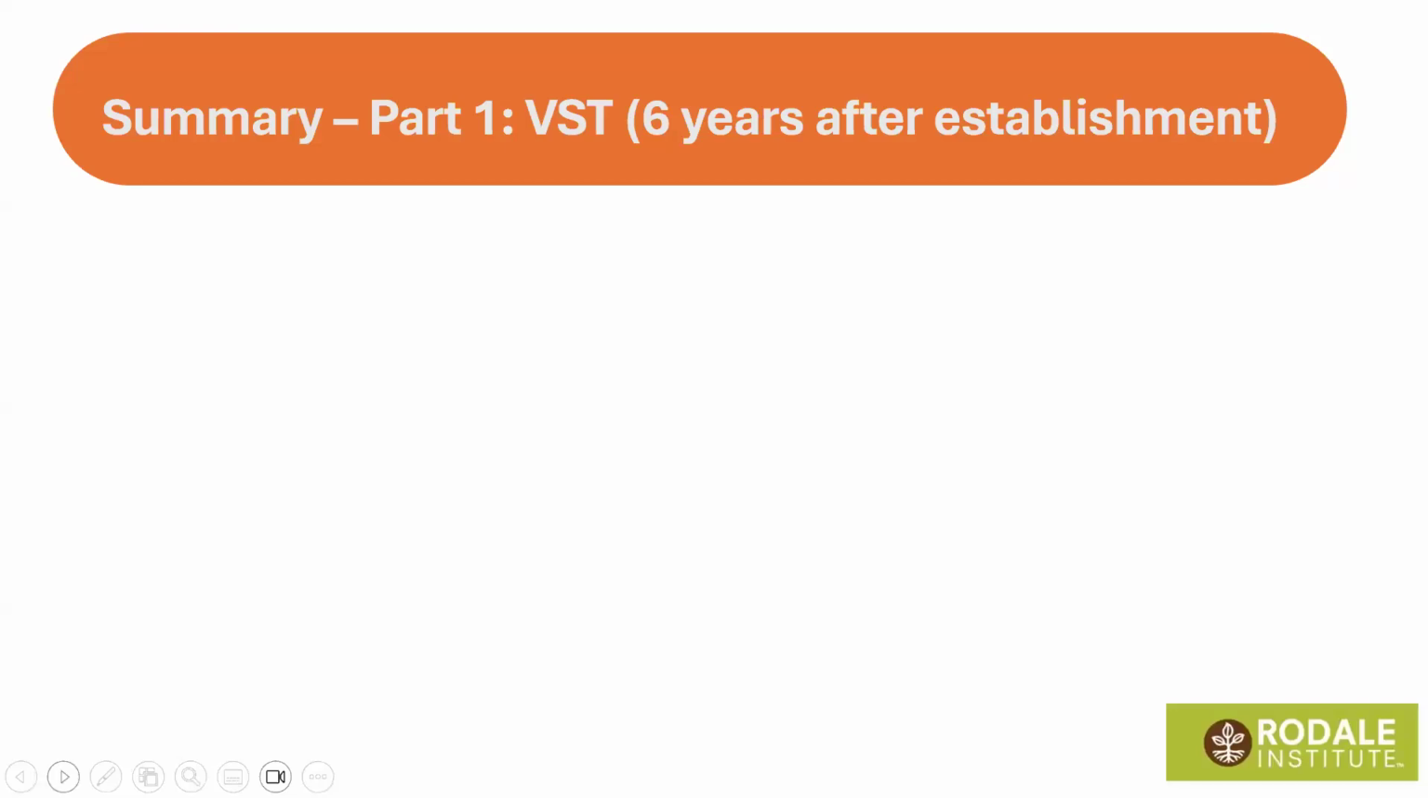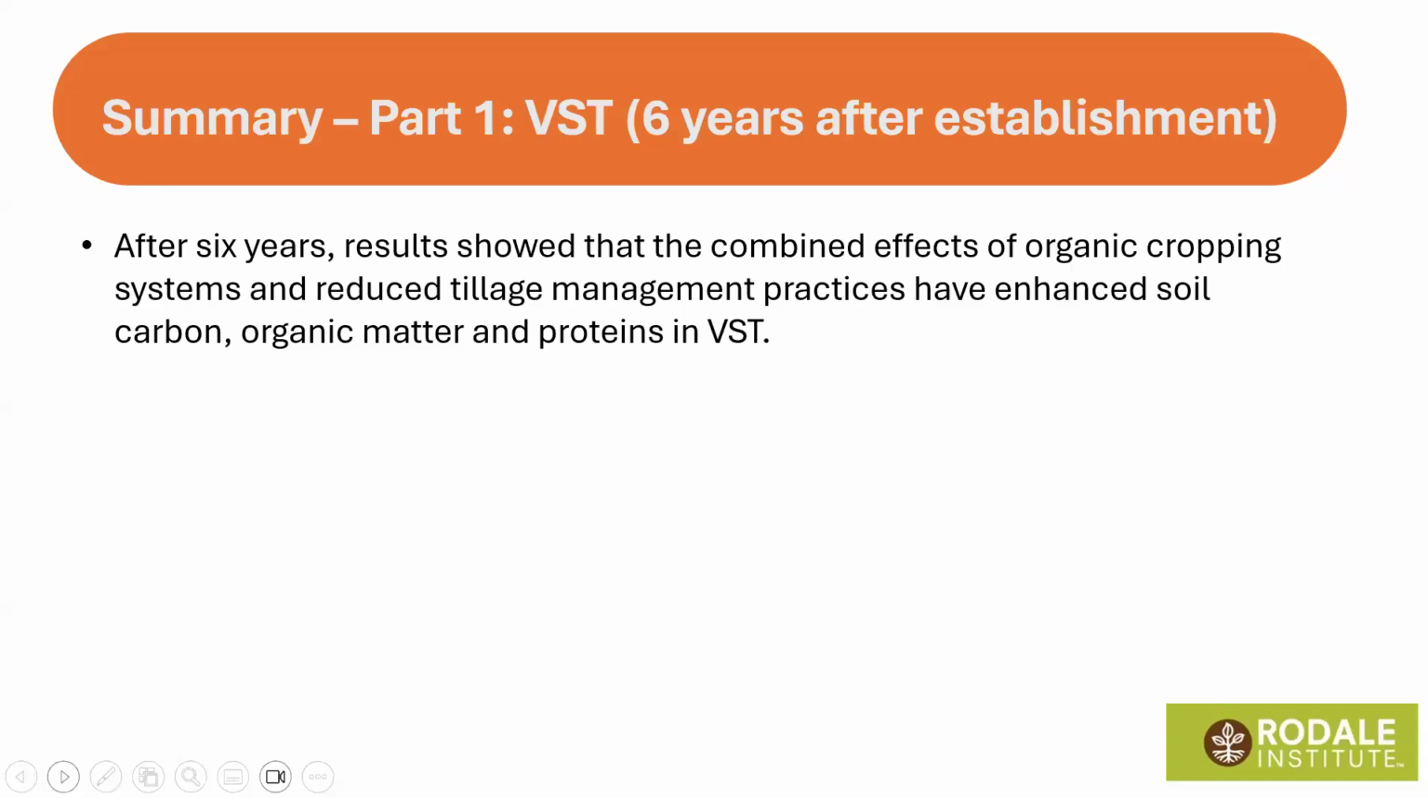So a summary of this part one is that after 6 years, our results show that the combined effects of using an organic cropping system along with reduced tillage management practices will enhance soil carbon, organic matter, and proteins in the vegetable systems trial. And this will have an effect on the soil microbes and also on the quality of the soil to be resilient for any environmental challenges in the future.